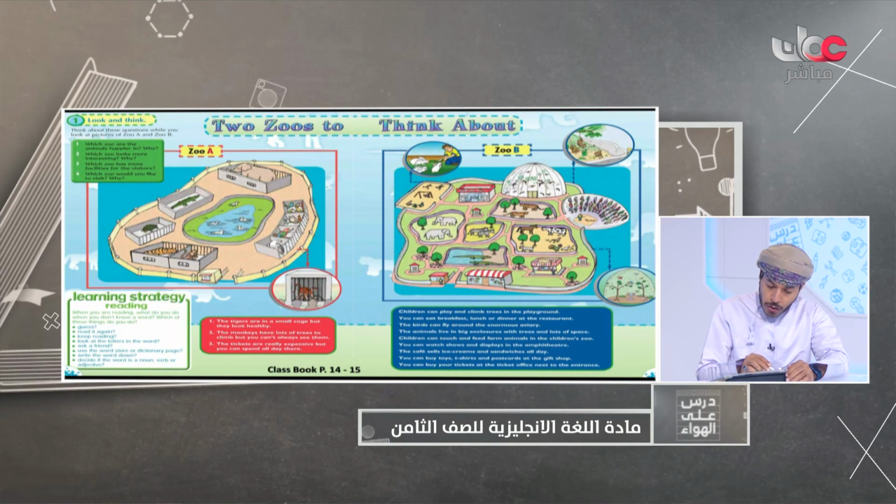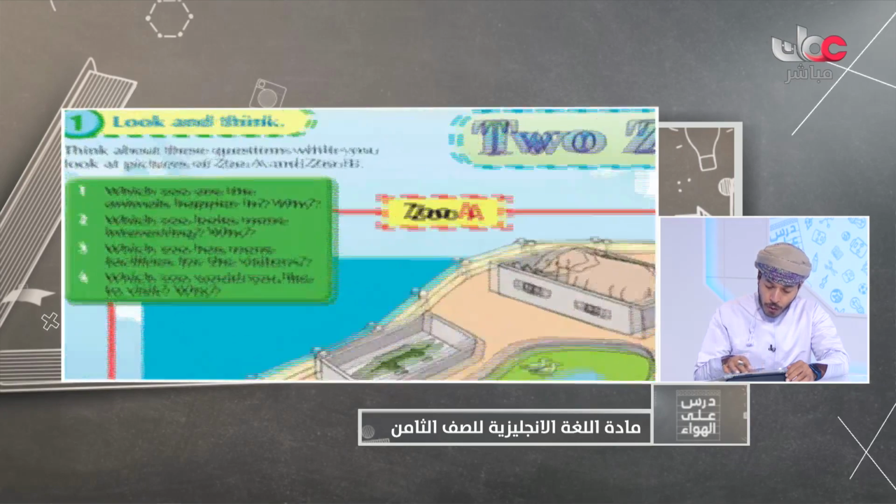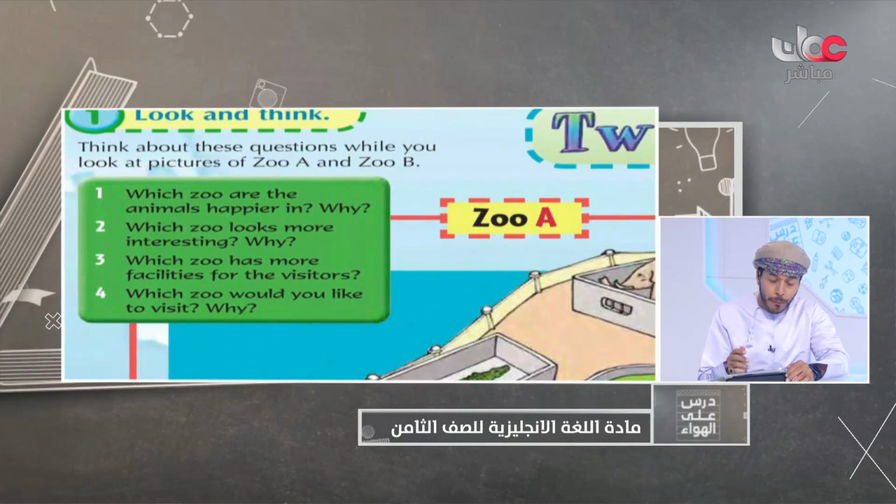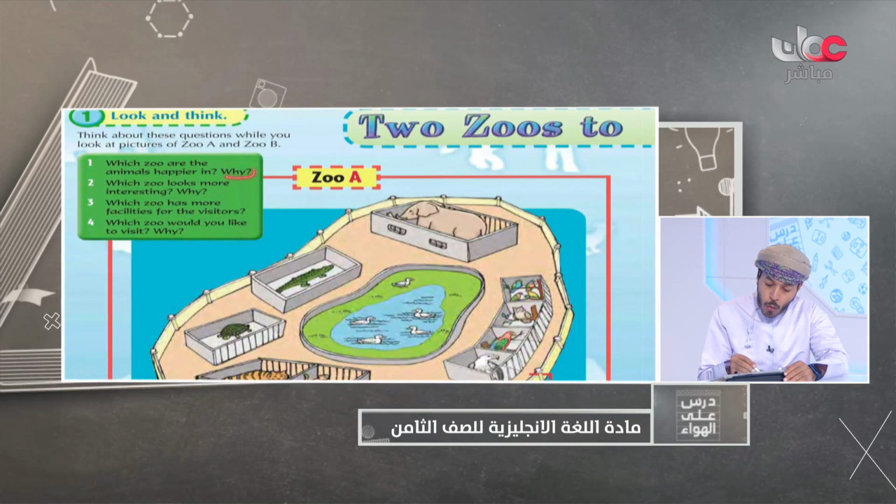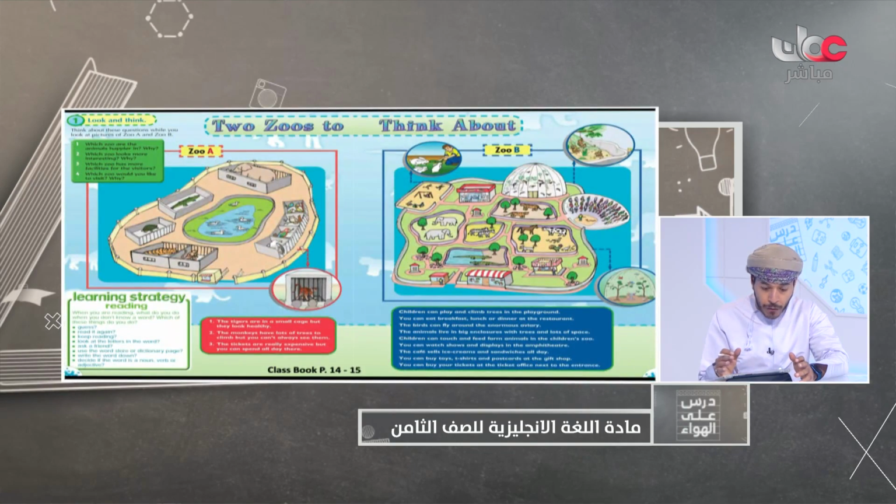Look and think. So think about these questions while you look at the picture of zoo A and the picture of zoo B. Which zoo are the animals happier in? Happier, okay? And we are going to learn how to use different adjectives like happier, by adding er to compare, for comparatives. Number two, which zoo looks more interesting? And we have to look at the two zoos that we have here.